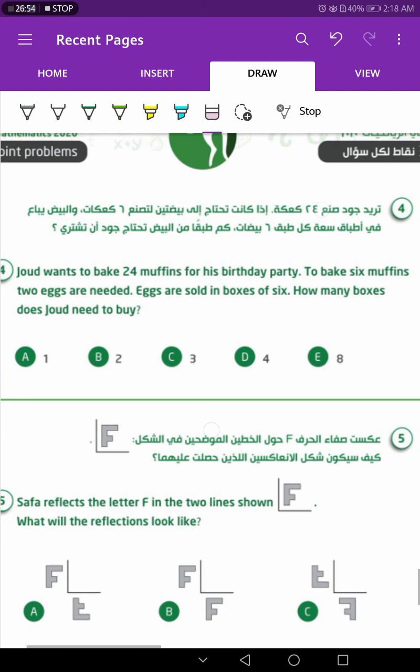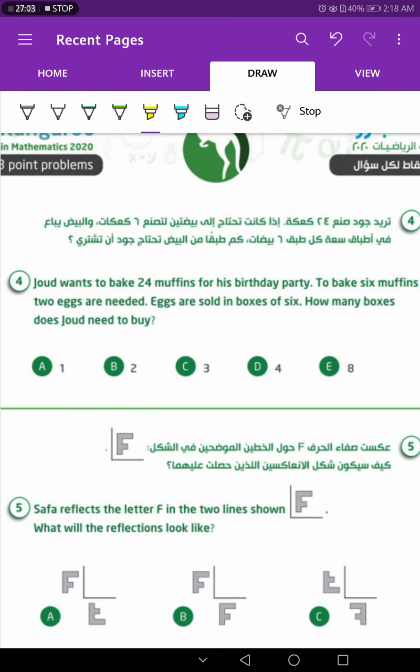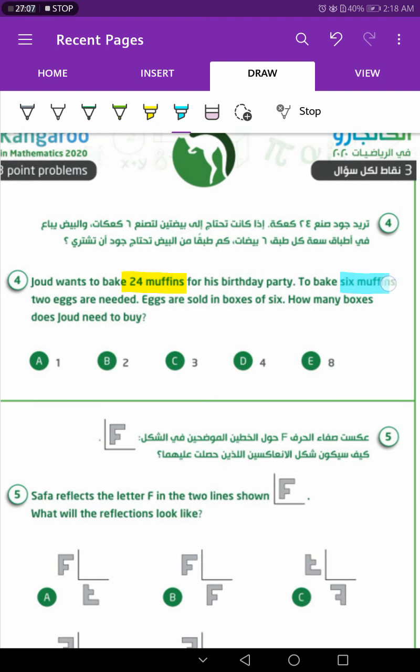Now the last example, I don't want to take a long time. Jude wants to bake 24 muffins for his birthday party. To bake 6 muffins, okay? So she wanted to bake 24 muffins. And she said to bake 6 muffins, she needs what? 2 eggs. And the eggs are sold by boxes of 6. Now the question is, how many boxes does Jude need to buy?